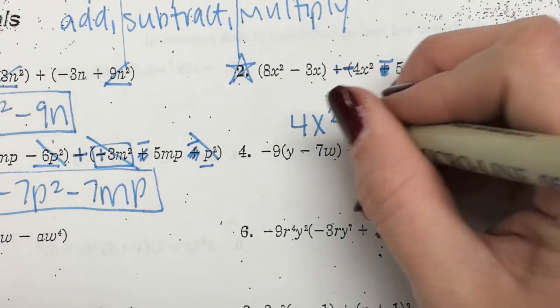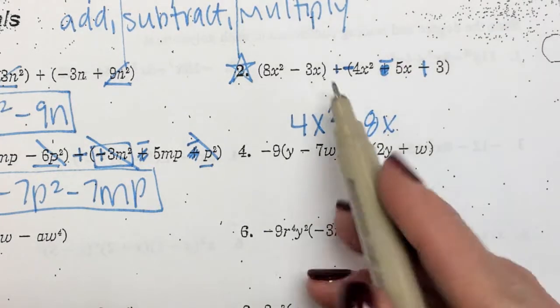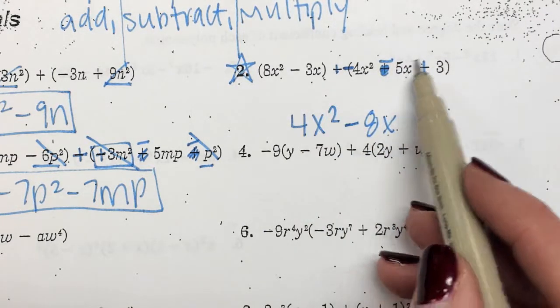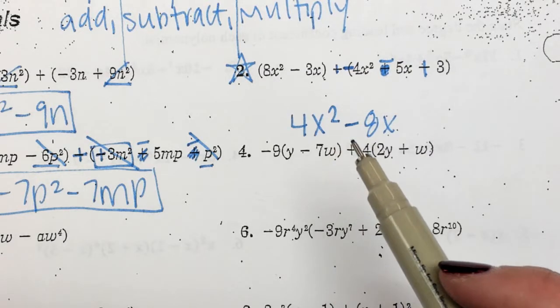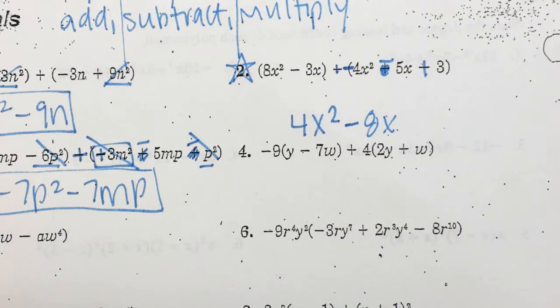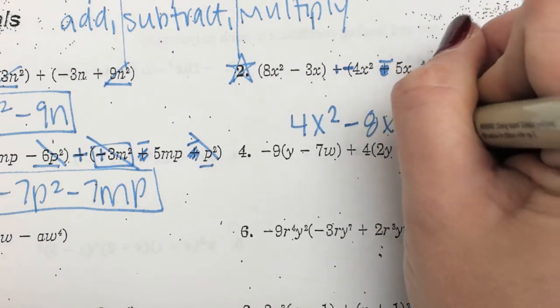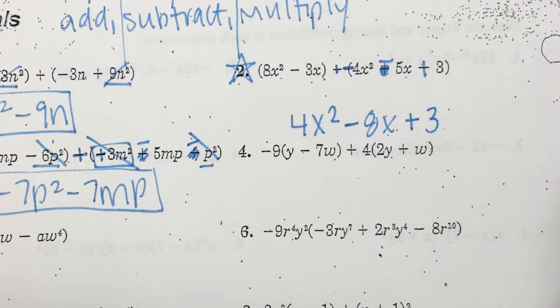Alright, what's the next term? Negative 8x. Negative 8x, good. Don't forget because it's negative 3x and a negative 5x. Negative 8x. Last term? Bring the 3 down. But is it negative or positive? Positive. Yes. Questions? How many got that one?